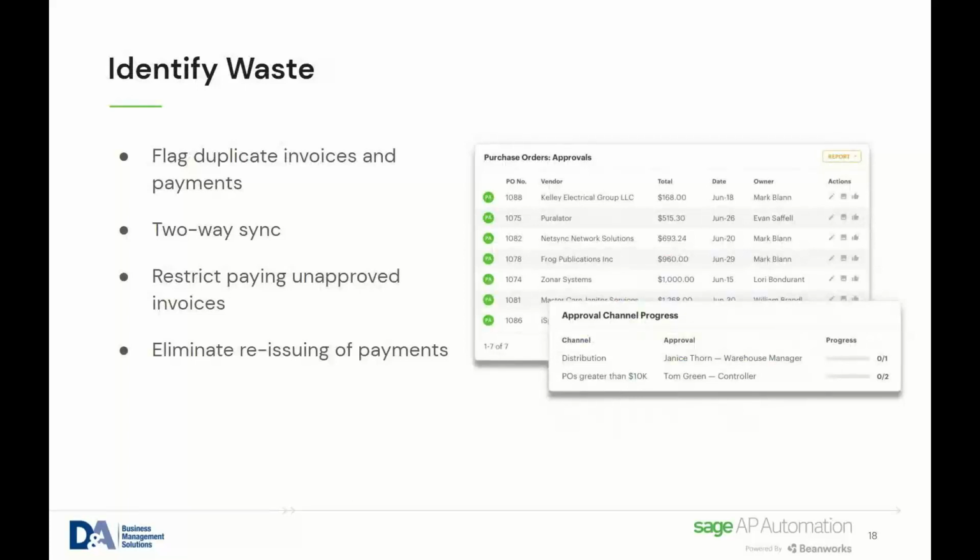So how does automation help in preventing waste? First of all, it flags duplicate invoices and payments with the system, so you're not prompted to pay these documents twice. Two, two-way syncs ensure automatic reconciliation, elimination of data entry errors, and verification of which invoices have been paid. Three, it restricts paying unapproved invoices until the approvals process is complete. And lastly, the system eliminates reissuing of payments.